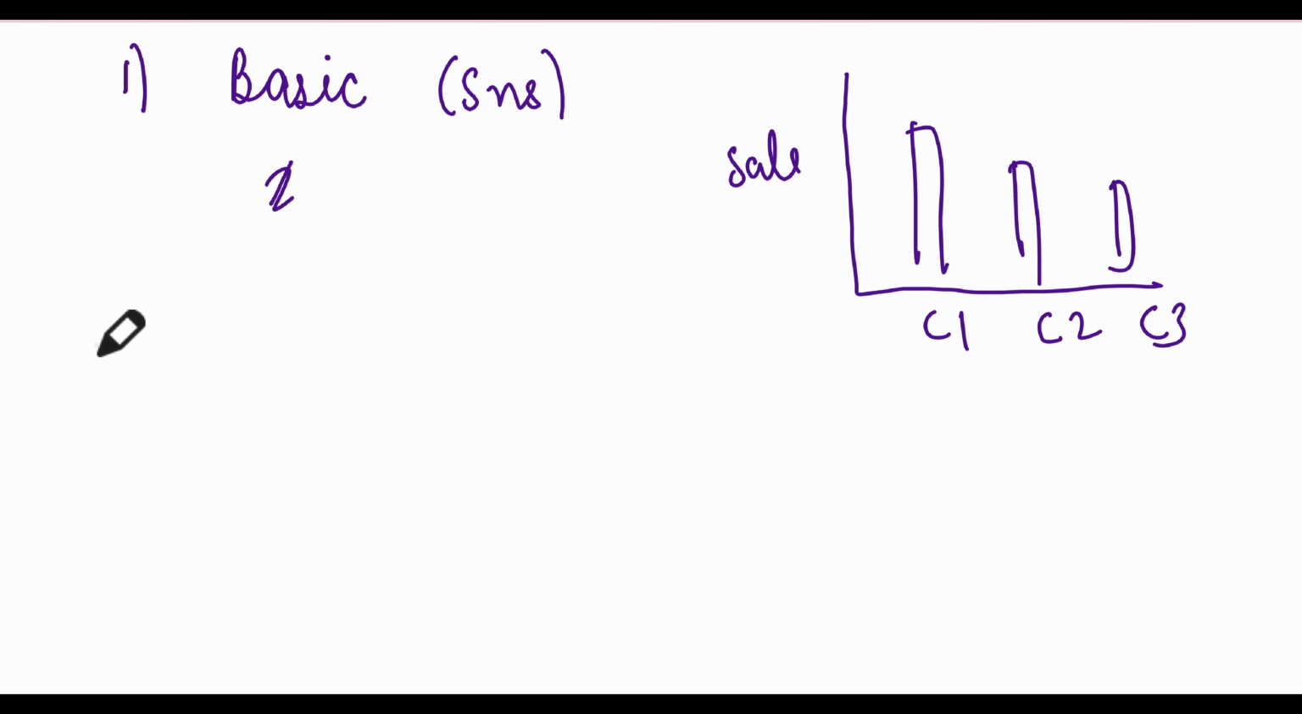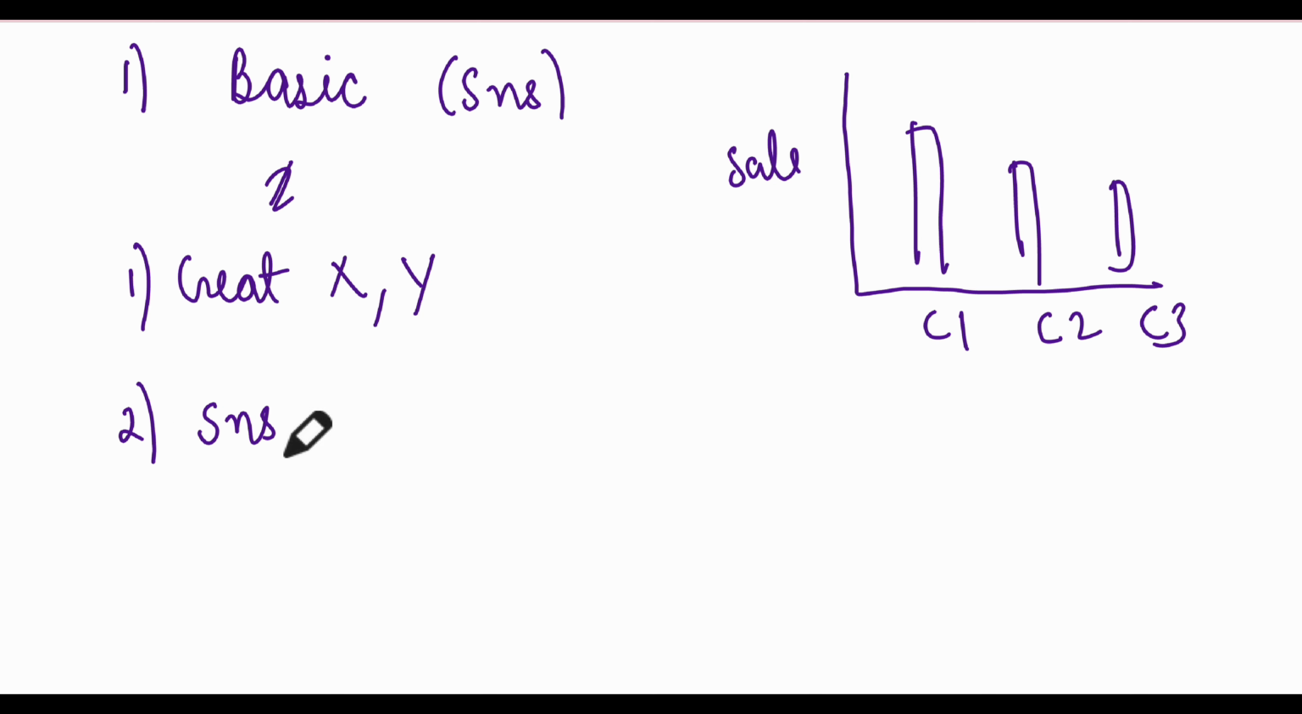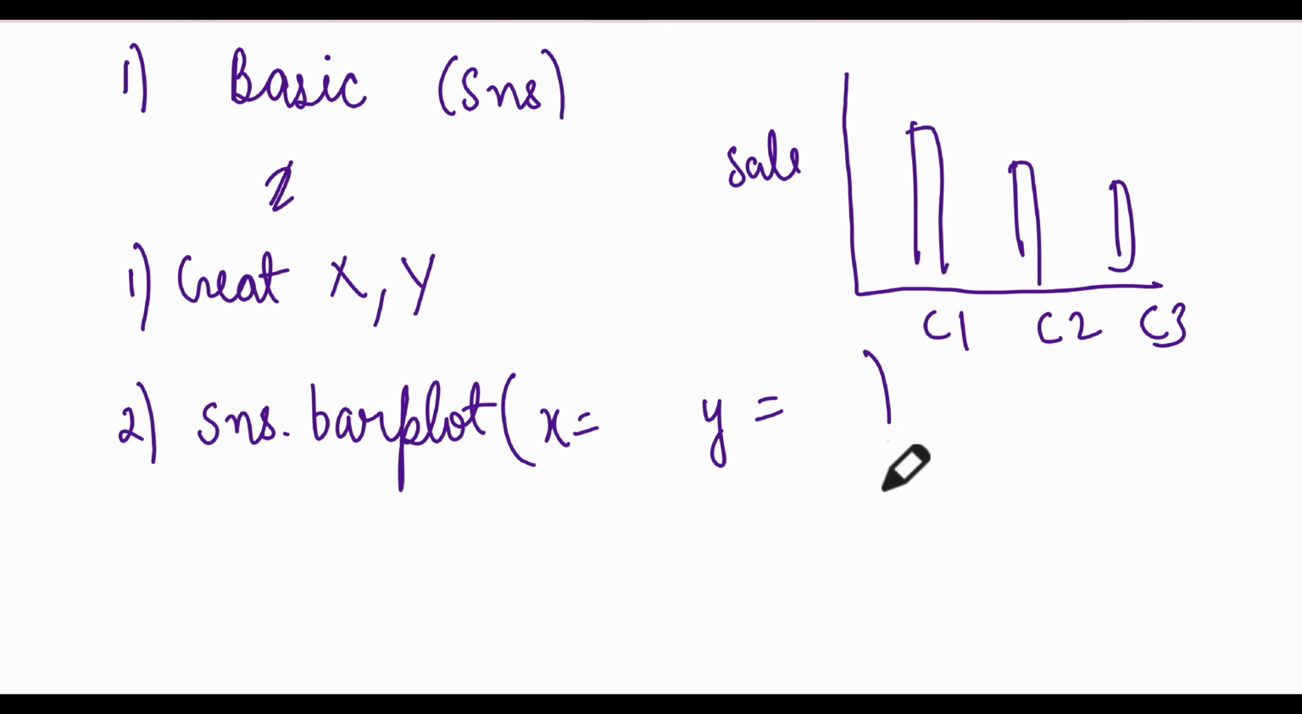Step 1, always, is to create the x and y: what will be on your x-axis and what will be on your y-axis. After that, simply create the bar plot. It is called sns.barplot. And as I explained a few minutes back, in the brackets you need to pass the variables: first x is equal to, and what y is equal to. This is a little different from Matplotlib, where you just pass x and y.